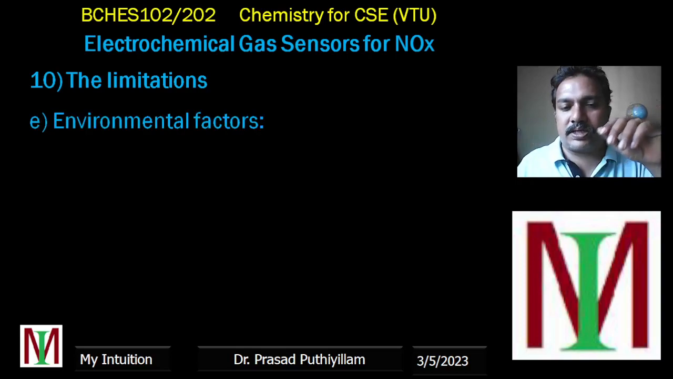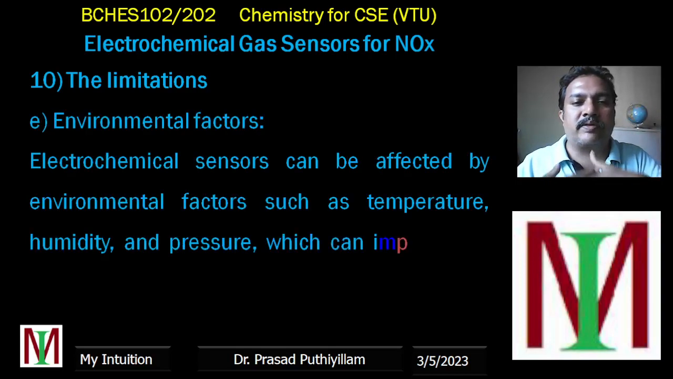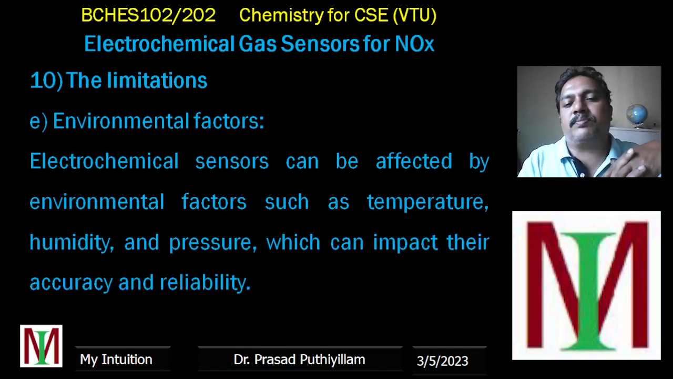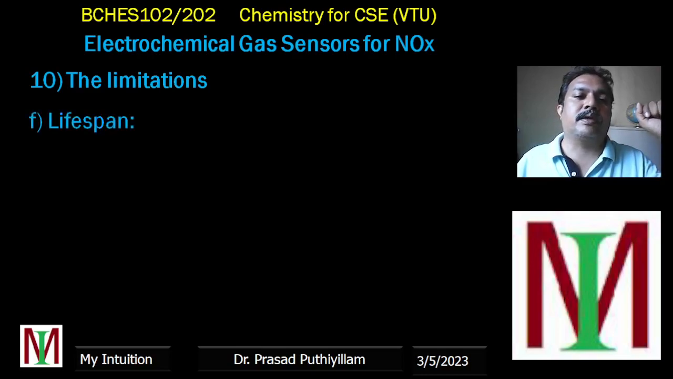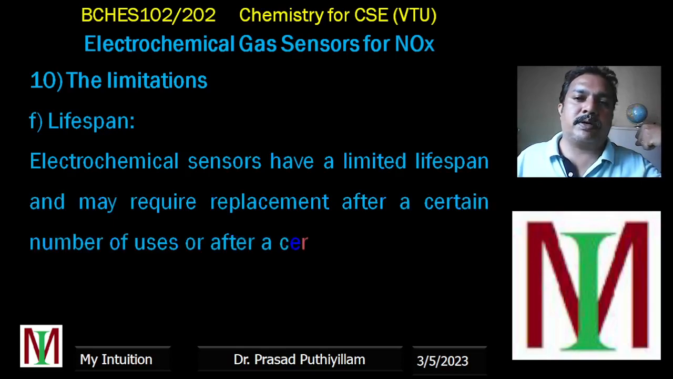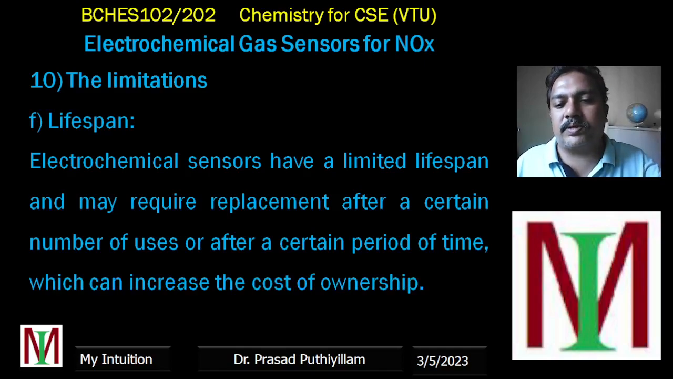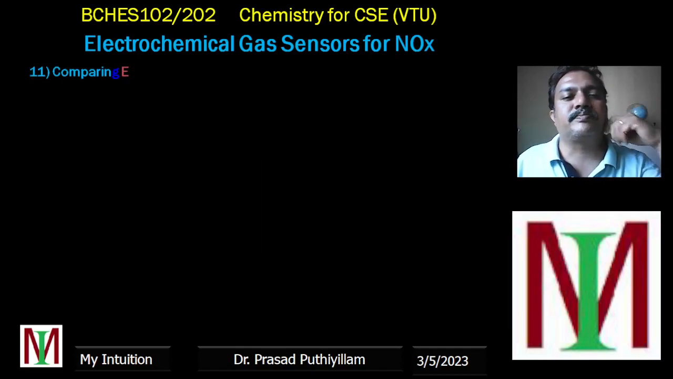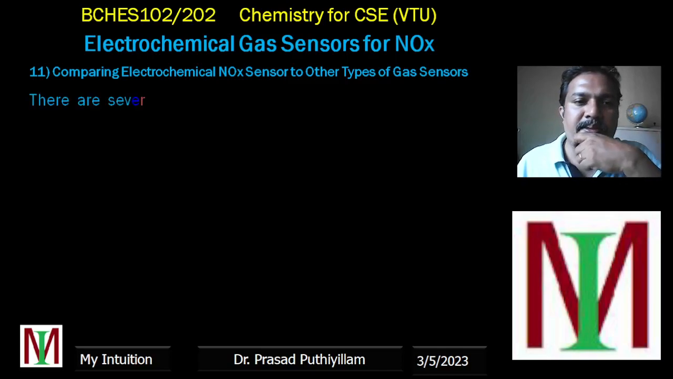Environmental factors are also affecting. One of the limitations is humidity and pressure, which have a high impact on the accuracy and reliability. They also have a limited lifespan. The electrochemical gas sensors cannot be used for a long time because of some of these limitations. Lifespan is less. Now let us compare the electrochemical NOx sensor to other types of gas sensors.